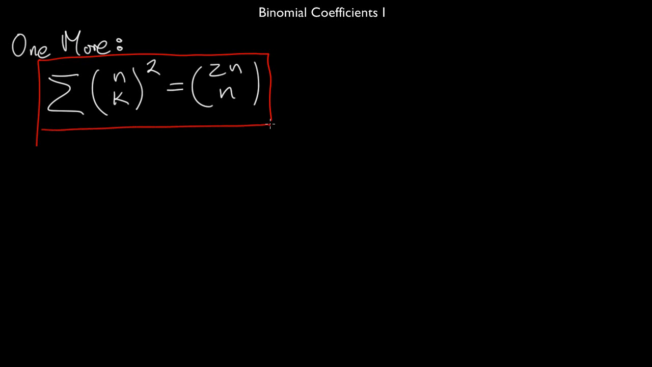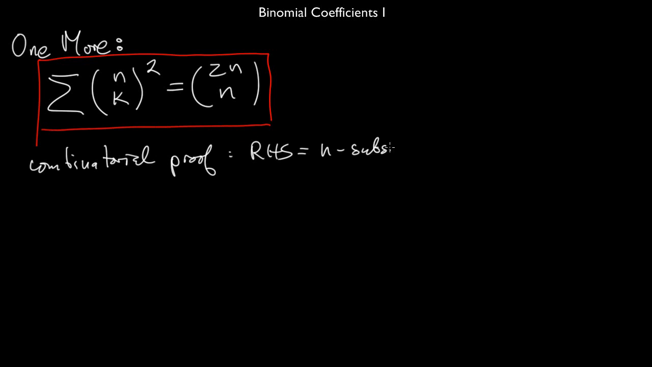Okay, here's one more interesting identity. Summation n choose k squared, it turns out, is equal to 2n choose n. This is kind of a nice one. And the best proof of this is a combinatorial one. So the right-hand side counts the number of n-subsets of a 2n set. So we want to see that the left-hand side counts the same thing.